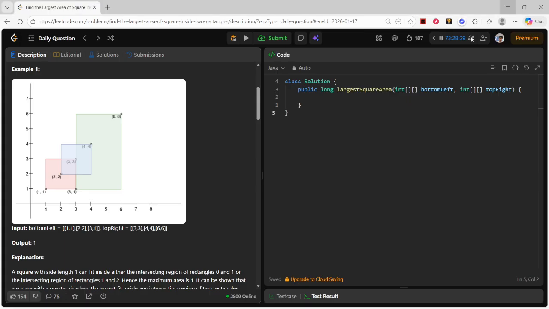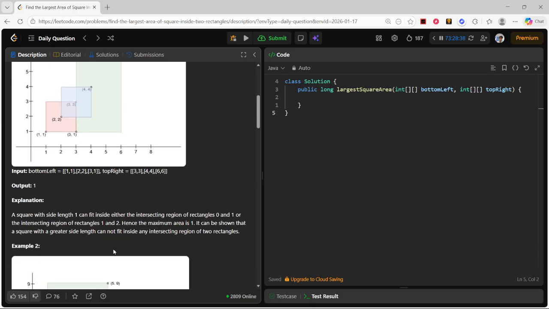This was the example. How can we do it? The explanation is a square with side length 1 can fit inside the intersecting regions of rectangle 0 and 1, or the intersecting regions of rectangle 1 and 2. Hence the maximum area is 1. It can be shown that a square with a greater side length cannot fit inside the intersecting regions of two rectangles.